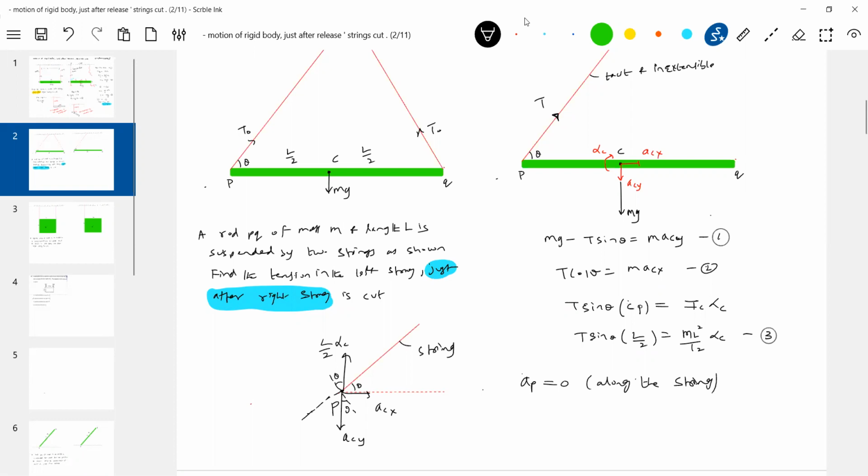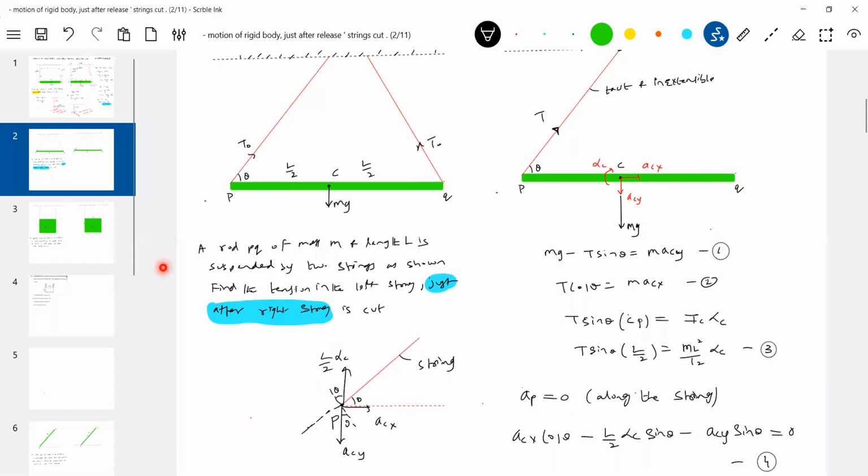Now resolve all this. So this will be ACX cos theta, L by 2 alpha C sine theta, minus ACY sine theta equal to 0. So 4 equations, 4 unknowns. Solving will get the required answer. So isn't it plus L by 2 alpha c sine theta? This is positive. Okay, thank you. Okay, fine. You see that just general idea.